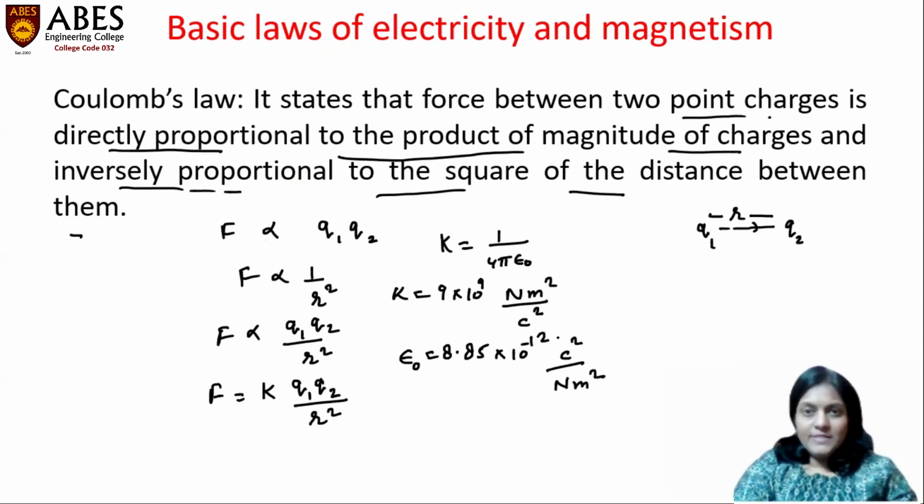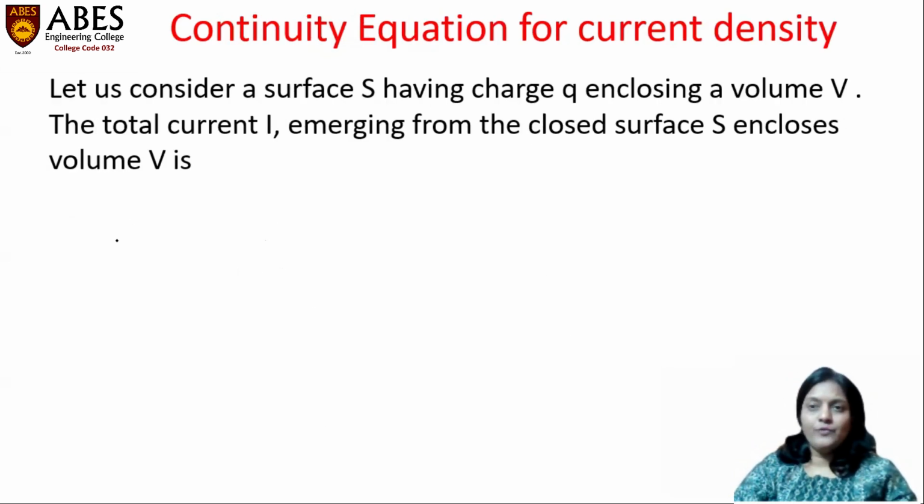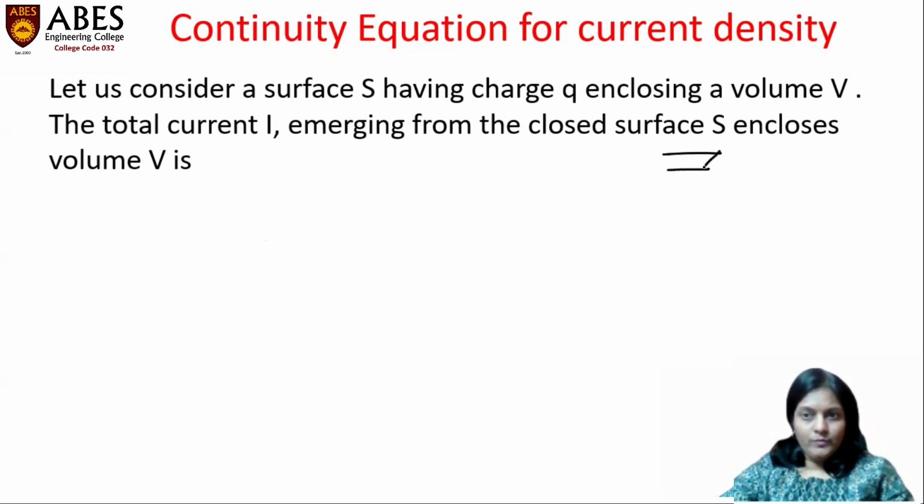Now after the basic laws of electricity and magnetism, I will discuss the continuity equation for current density. Let us consider a surface S having charge Q, enclosing a volume V. So the total current I emerging from the closed surface S enclosing volume V is minus dq by dt.